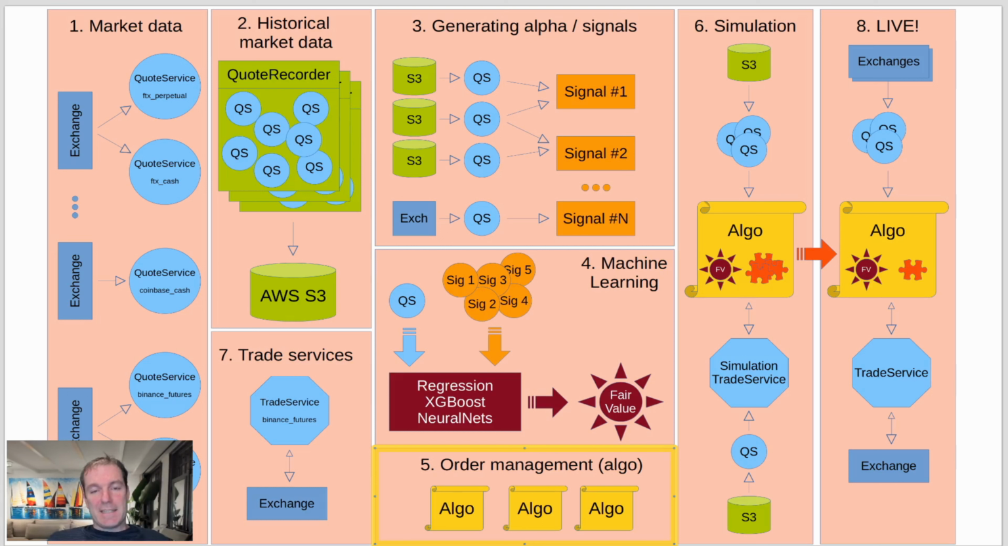Now, while it's a lot less sensational and sexy than the signal generation that we're looking at in section 3, order management is probably the second most important part of any high-frequency trading system. So take care to pay attention to this section.